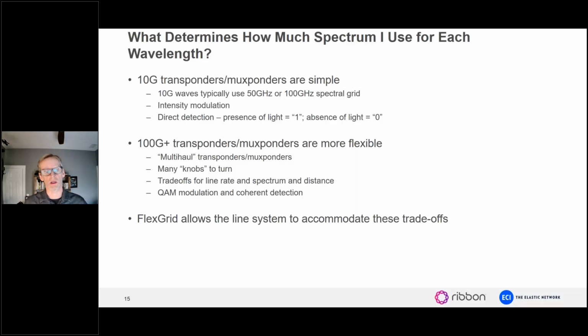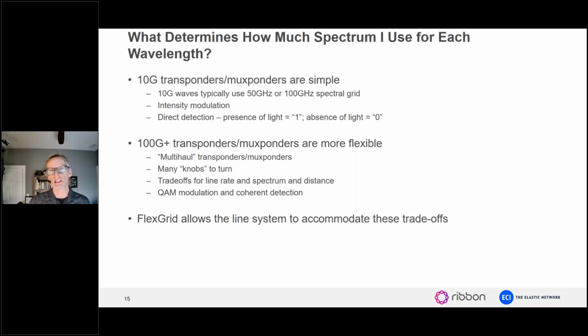Where the world is going now is 100 gig plus transponders and muxponders, which are much more flexible and much more powerful, and that's the kind of bandwidth you're really going to need in most cases. They have many more knobs to turn. So people will call these multi-haul transponders and muxponders, and what they mean by that is you can go a short distance, a medium distance, or a long distance, depending upon some of these knobs that you turn. And this is where you can get into trade-offs. You can trade the line rate of the wavelength, whether it's 100 gig or 200 gig or 300 gig, against how much spectrum you use on the fiber and the distance that you need to go.